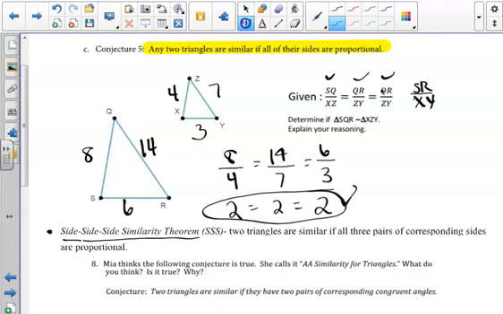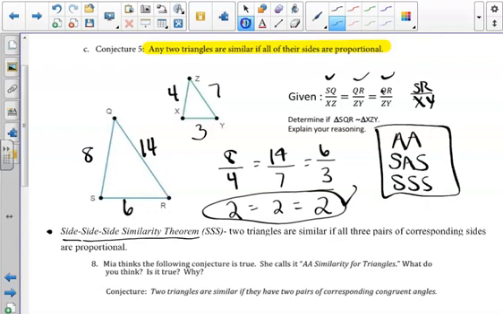So we've just discussed 3 ways in which we can prove triangles are similar. The first way is the angle-angle similarity theorem. The second way is the side-angle-side similarity theorem. And the third way is the side-side-side similarity theorem. We do not need to know that all the corresponding angles and all of the corresponding sides are congruent or have the same ratio. This is enough information to prove that triangles are similar.